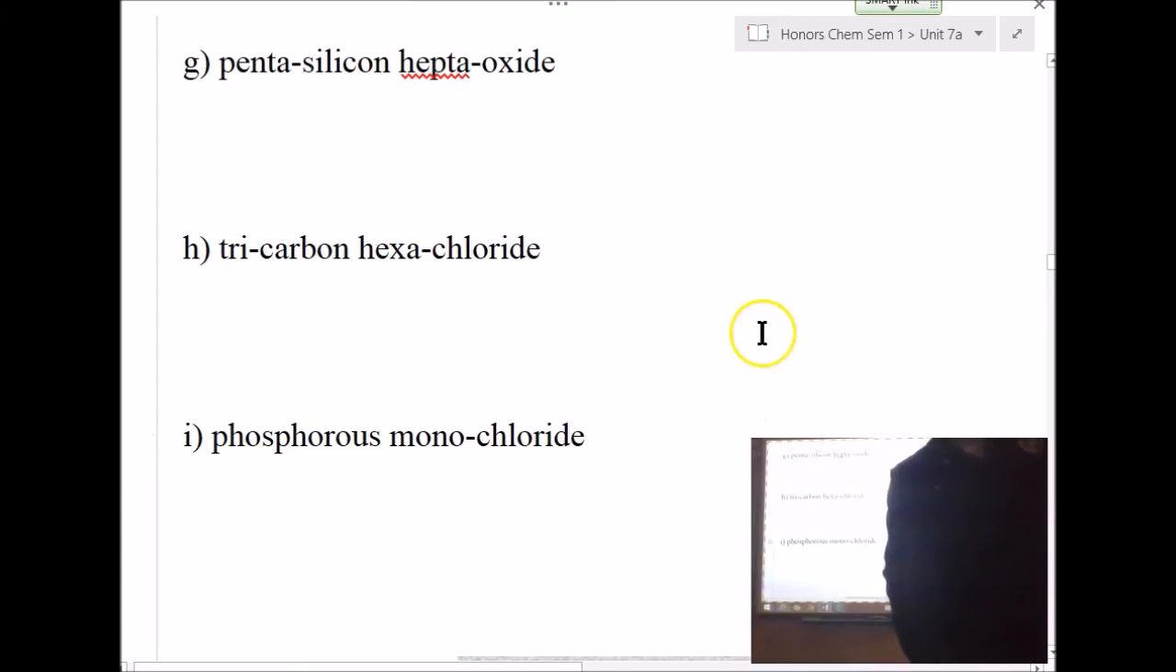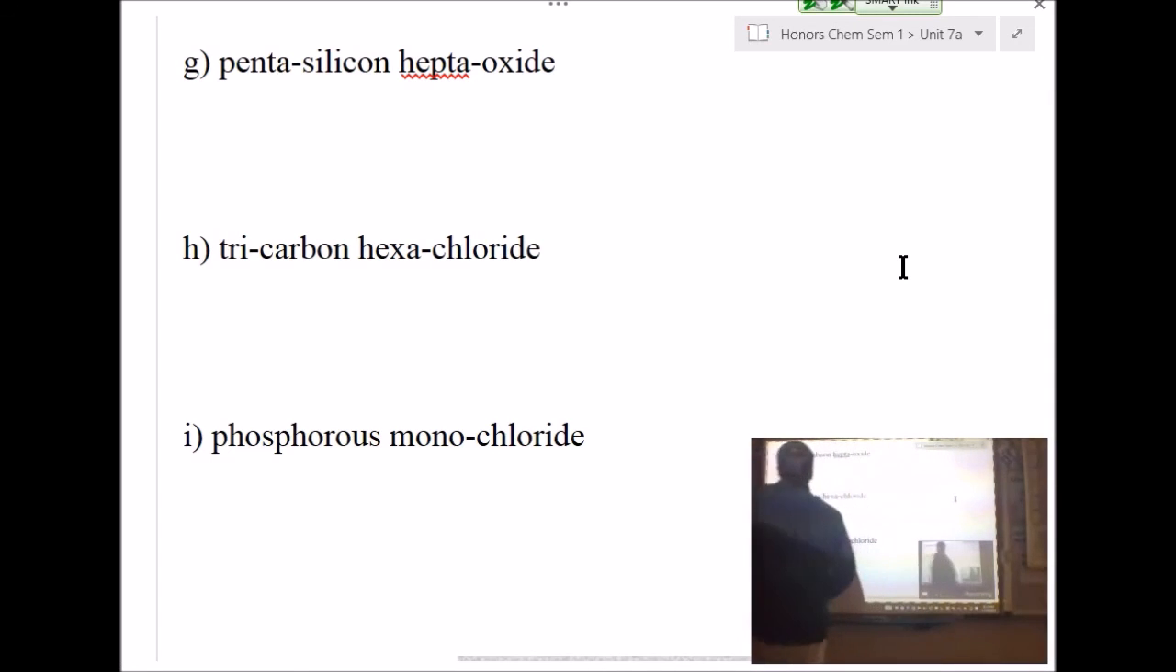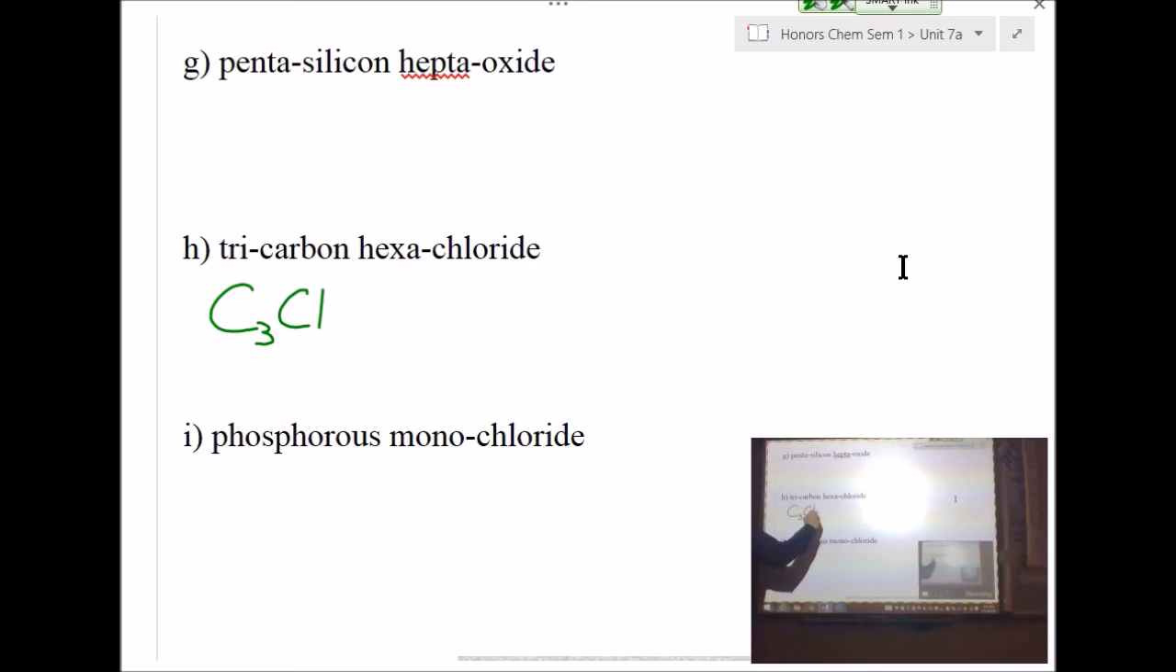So we have two more? Yeah, go ahead, Noah. All right. So H, tricarbon hexachloride, C3Cl6, and then phosphorus monochloride, PCl.